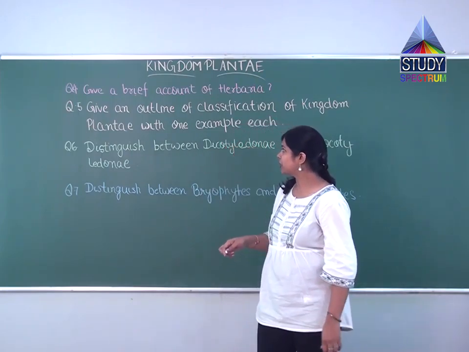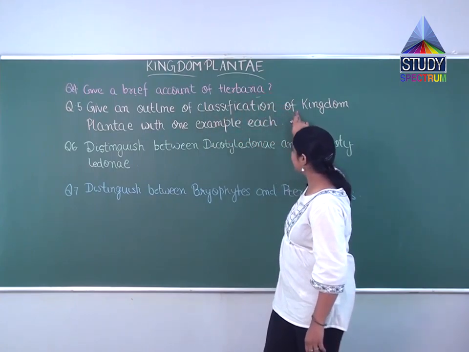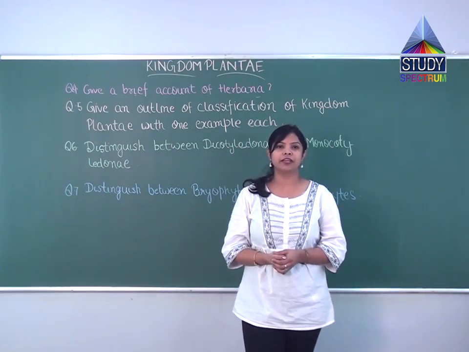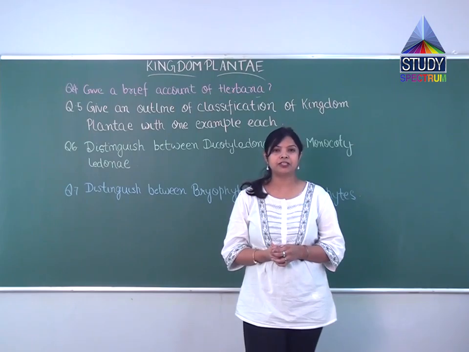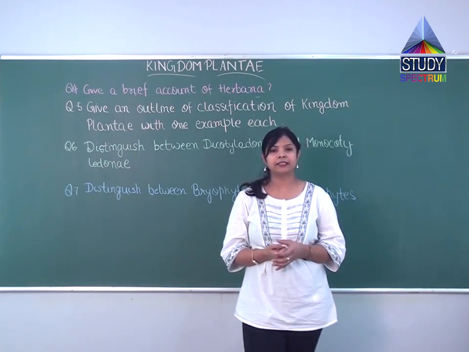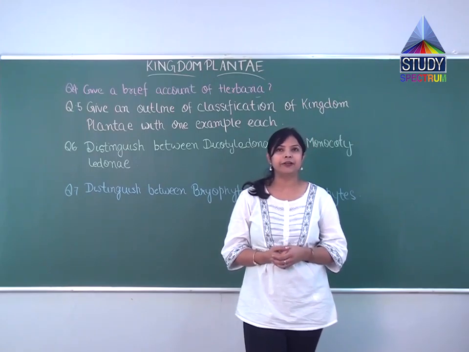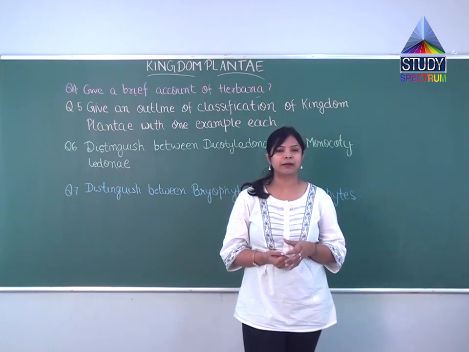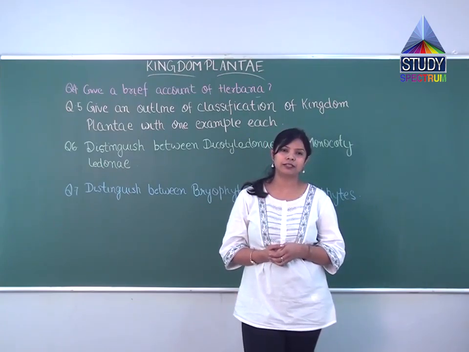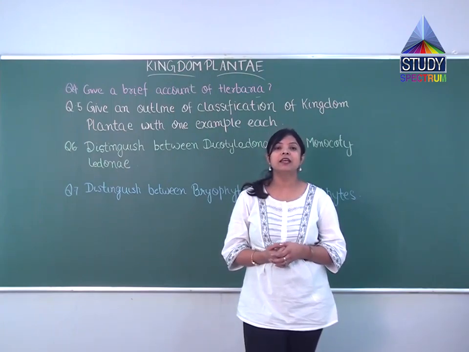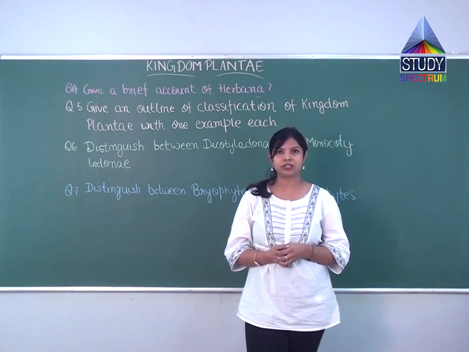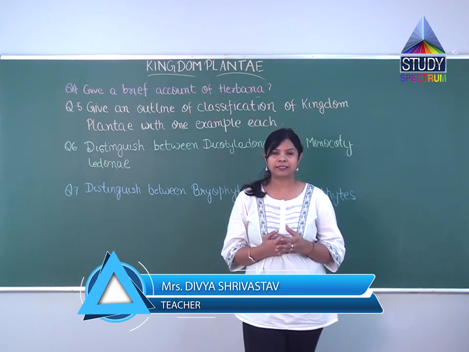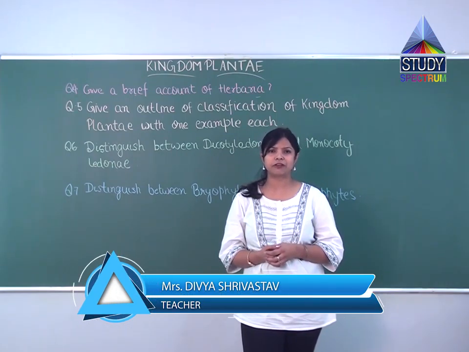Now, the next question is, give an outline classification of kingdom Plantae with one example each. Basically, plants are divided into four groups: algae, bryophytes, pteridophytes and spermatophyta. In algae we can take the examples of Chlamydomonas, Volvox, Ulothrix, Spirogyra. In bryophytes we can take Riccia, Marchantia, and in pteridophytes you can take Nephrolepis, Selaginella.